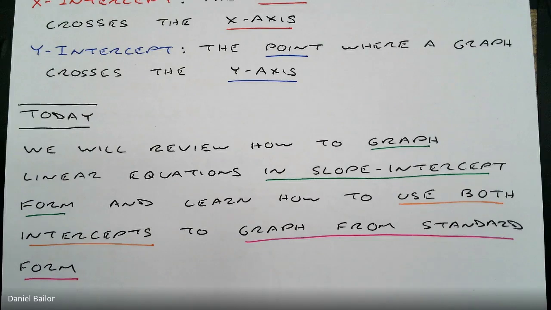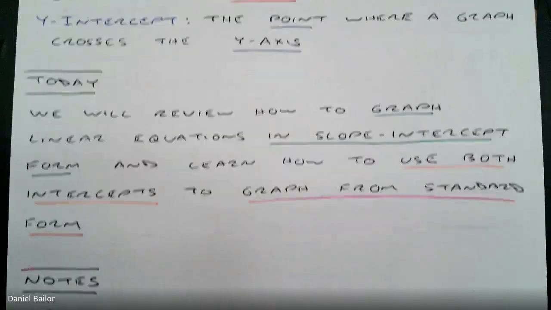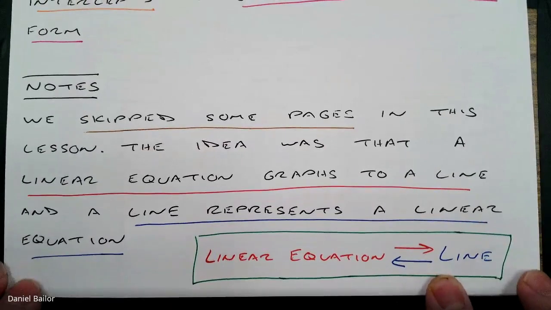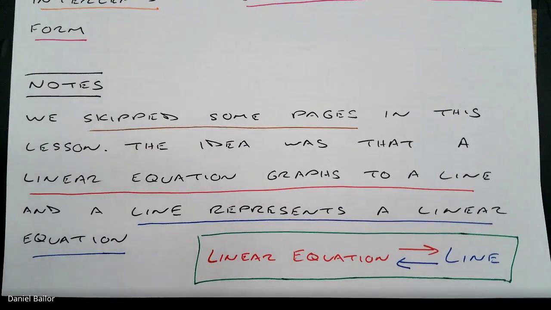We're going to learn another way to graph. You know how to graph using the y-intercept and the slope rule. Today, you're going to learn how to graph using 2 intercept points. So a couple of notes I want to put down right here. We skipped some pages in this lesson. We did skip some. Like we are starting on page 233. I forget what page the lesson started on. I think it was like 227 or something like that. But we did skip some pages in this lesson.